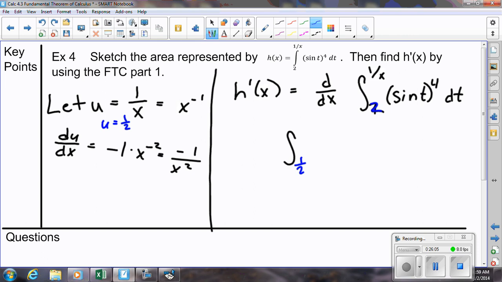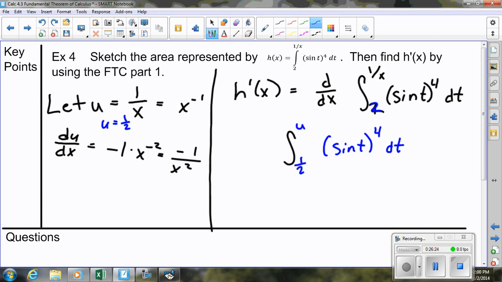But then 1 over x we've changed to a u. Do you notice how these bounds are now fitting what we had required from the fundamental theorem of calculus? We're going from a constant up to a variable. And we can still have our same sine of t to the 4th power dt. But we still have the same problem that we are taking this derivative with respect to x, even though we have a different variable. This is where the chain rule is coming into play.